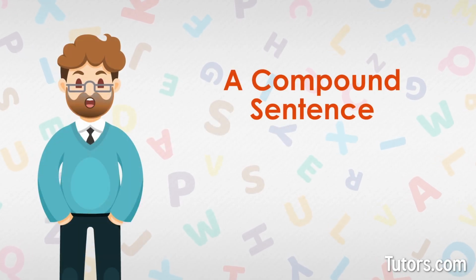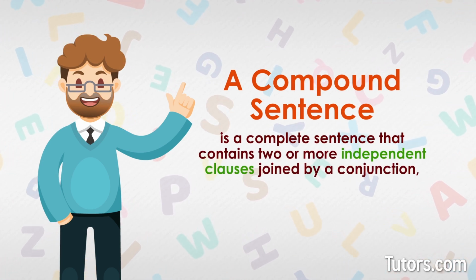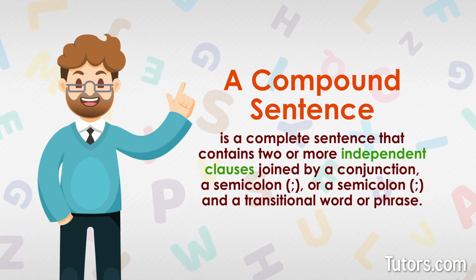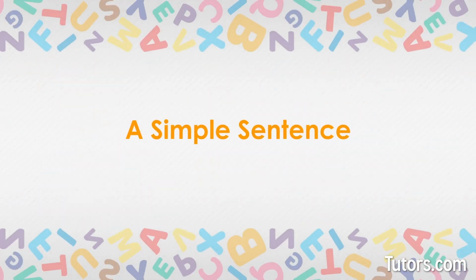A compound sentence is a complete sentence that contains two or more independent clauses joined by a conjunction, a semicolon, or a semicolon and a transitional word or phrase. To understand compound sentences, we need to know what a simple sentence is too.